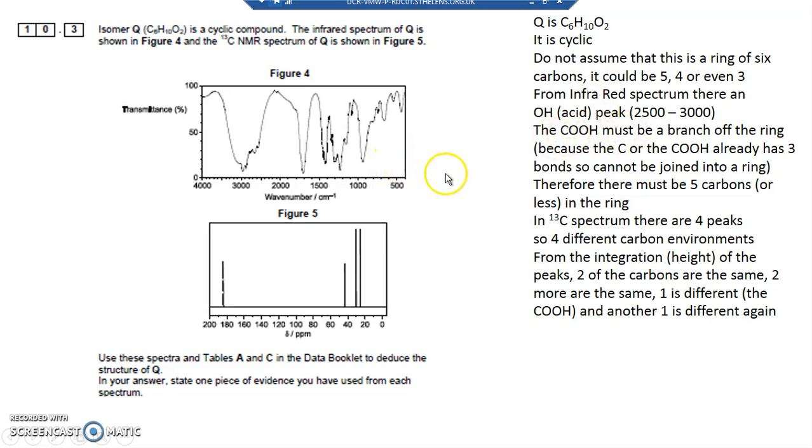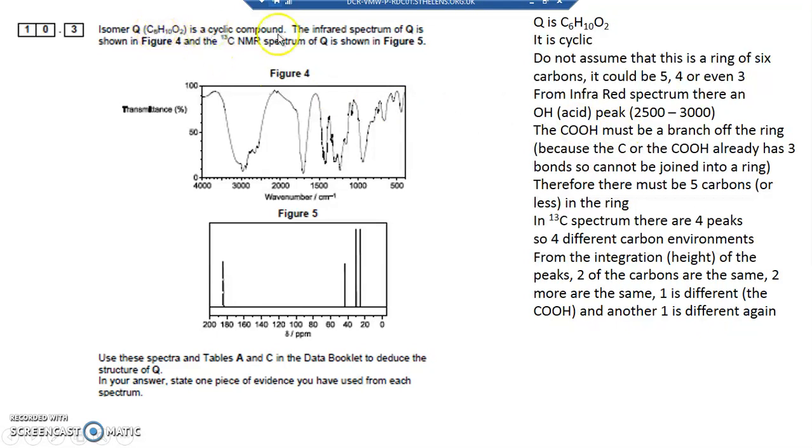The carboxylic acid has got to be a branch off the chain, because the C of the COOH has got a double bond oxygen and an OH. So it's already got 3 bonds, so the fourth one must be off the ring. It must be joining a ring, not within a ring, because within a ring it needs 2 carbons either side of it in the ring. So the carboxylic acid must be off the ring.